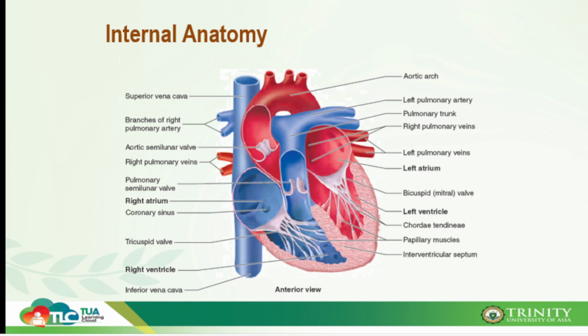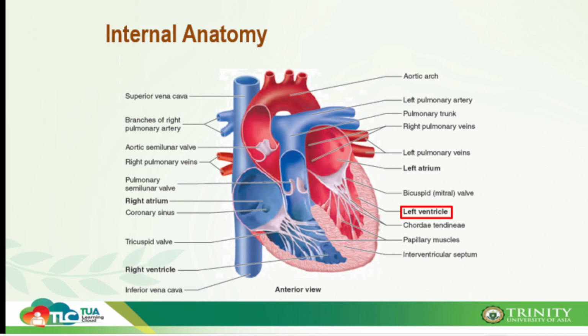So one thing we've noticed here for the right ventricle is that it receives blood from your right atrium. So from the right atrium, blood will flow to the right ventricle. Same goes with the left ventricle. Blood from the left atrium will go to the left ventricle.